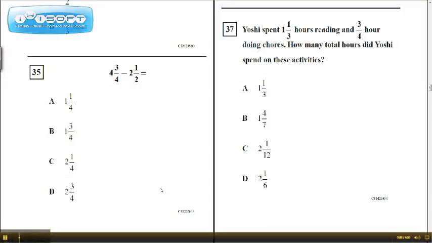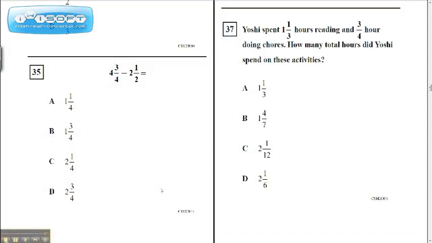Interesting one because we are dealing with a mixed number and a fraction. So we have Yoshi spent 1 1/3 hours reading and 3/4 of an hour doing chores. How many total hours did Yoshi spend on these activities? How many total hours indicates we're going to add. Okay, but we can do that.